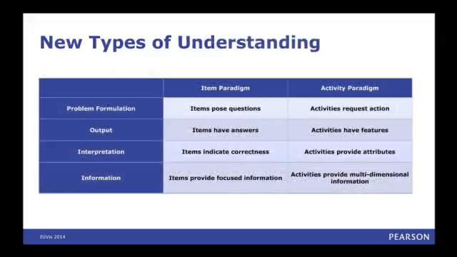So in the item paradigm, problems were made by posing items as questions. We'd get the responses, score them as being correct or not. And with enough of them, we could say, yes, we know how this student is responding to this bank of questions and infer their learning. In the activity paradigm, activities request the student to participate in some sort of action. And these activities have features that then can provide attributes like perhaps how persistent we think the student is. Activities then, aggregating all of these activities, provide multidimensional information about the student.